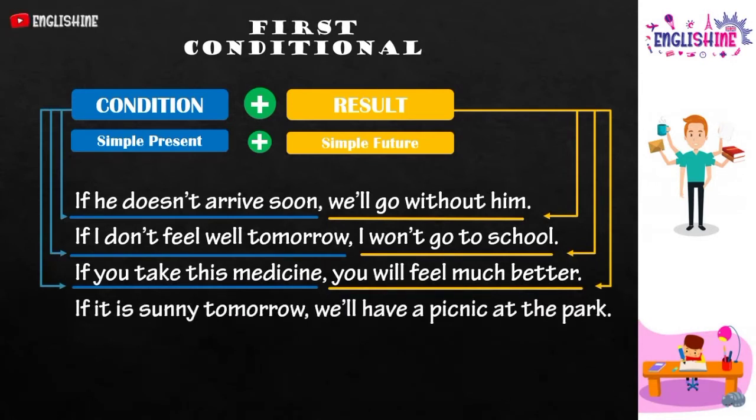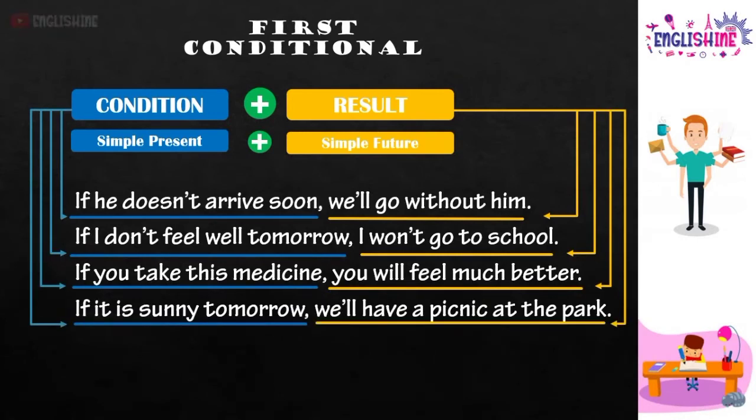If it is sunny tomorrow, we'll have a picnic at the park. What is the condition? The condition is, if it is sunny tomorrow. The result is we'll have a picnic at the park. This is a plan for tomorrow. We will have a picnic when the weather is sunny tomorrow. All of these sentences begin with an if clause, and this is the likely or possible result in the future.